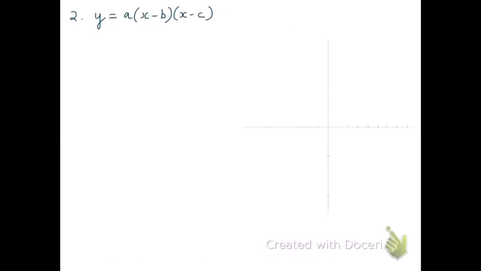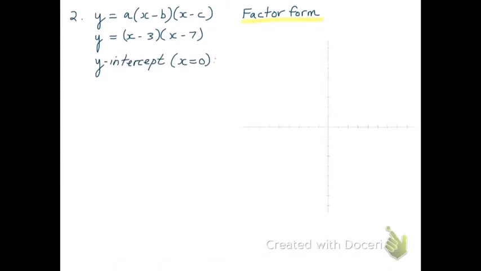The second form is factor form. Here's our example, and you can see that the quadratic is written as a product of two factors. It's easiest to find the y-intercept first, which is when x equals 0. So substitute x equals 0 and you can calculate y equals 21.